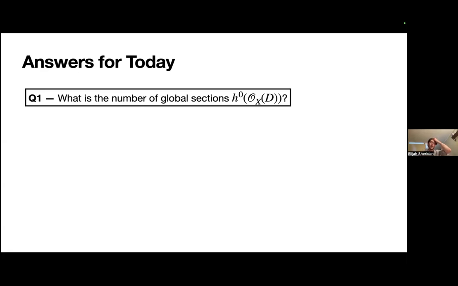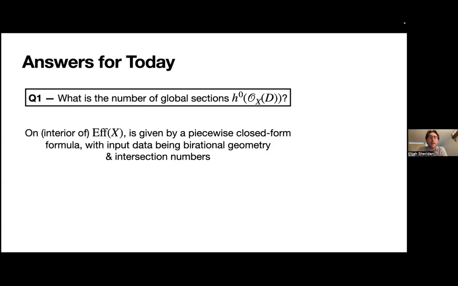So first we asked, what is the number of global sections in general of effective divisors? And it turns out that on the interior of the effective cone, this number of global sections is given by a piecewise closed form formula. There's a formula that you can write down that captures these numbers of global sections, where the input data needed to determine this formula comes from birational geometry calculation and features the intersection numbers of the geometry of interest. These are things that are totally computable, as I'll elaborate on momentarily.